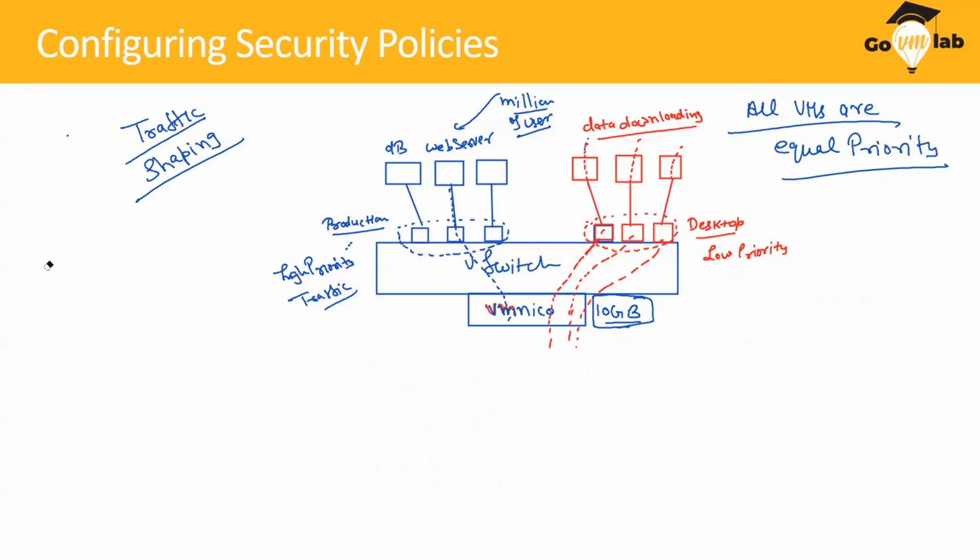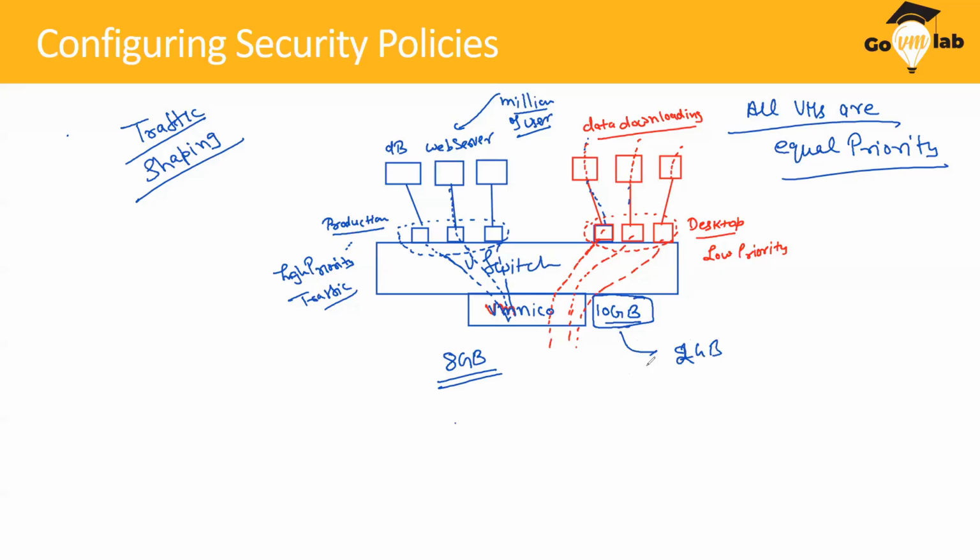So in that particular case, I just need to tell the VM kernel that whenever this production traffic is coming, I want you to provide 8 gig bandwidth. And whenever the user desktop is generating traffic, I want to say just give them 1 GB bandwidth, or maybe 2 GB available bandwidth, whatever it is.